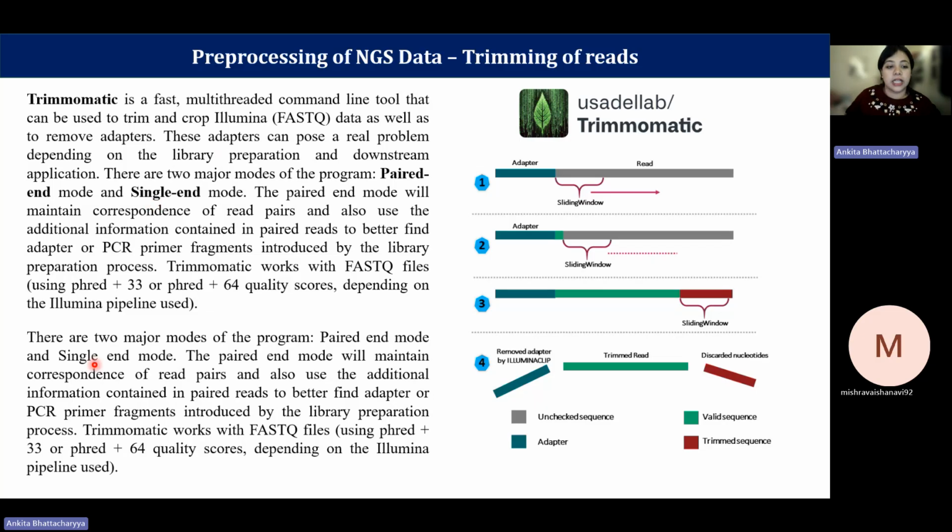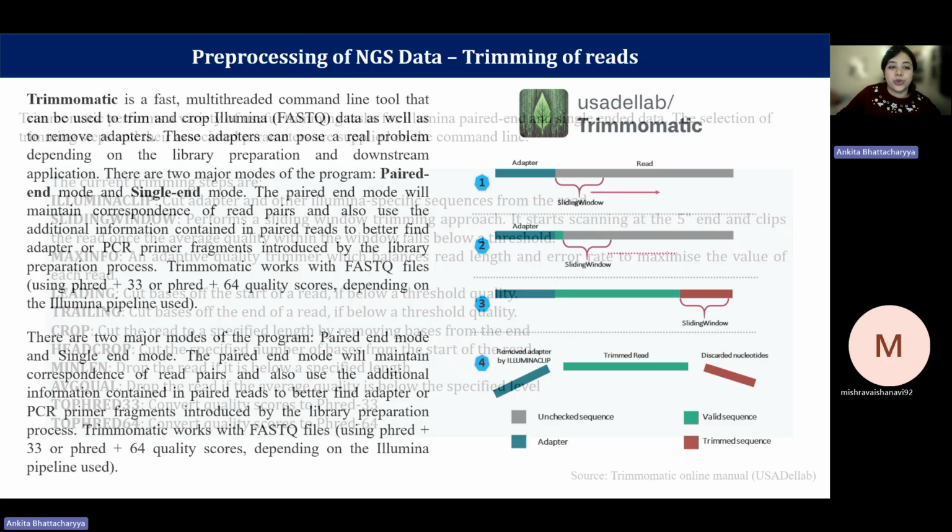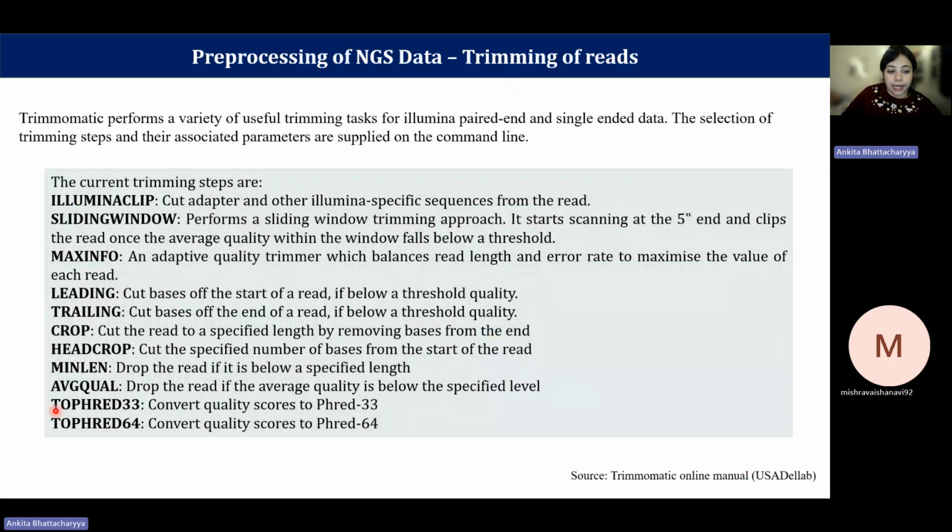So there are two major modes of the program, the paired end and single end mode. Basically it works with Phred33 or Phred64 quality scores, depending upon what Illumina pipeline was followed. I'll move forward to the next slide. What does it do? It uses all of these different parameters.